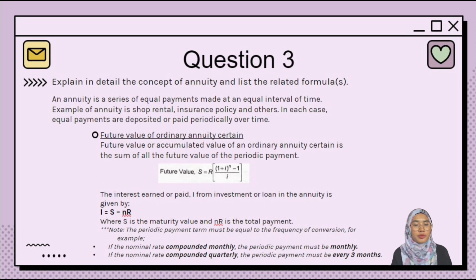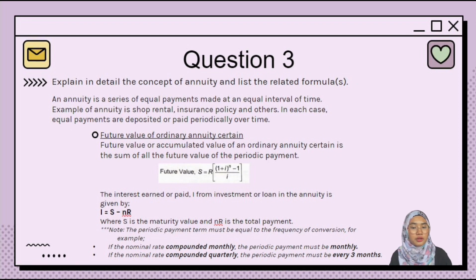There are two concepts of annuity, which are future value of ordinary annuity certain and present value of ordinary annuity certain. Future value of ordinary annuity certain: the future value or accumulated value of an ordinary annuity certain is the sum of all the future values of the periodic payments. The formula is as below: future value S equals R times [(1 plus i) to the power n minus 1] divided by i.